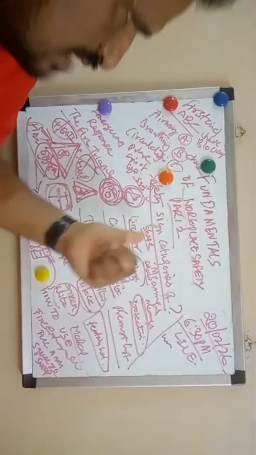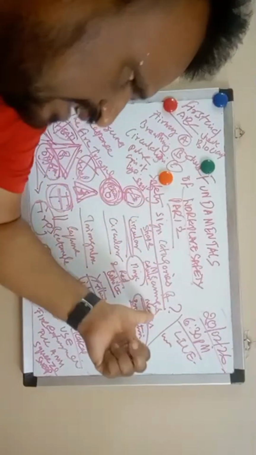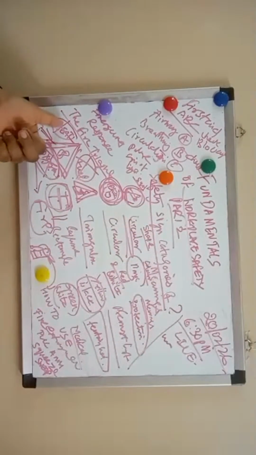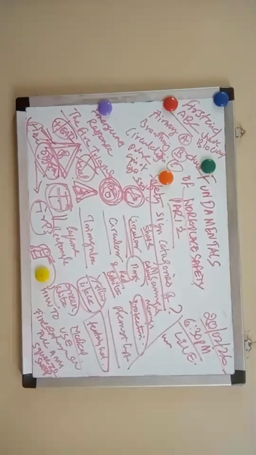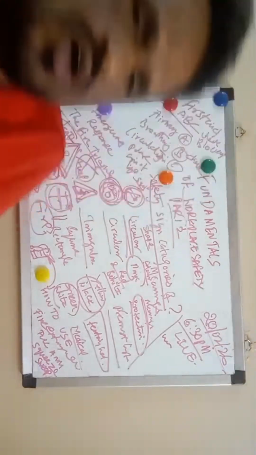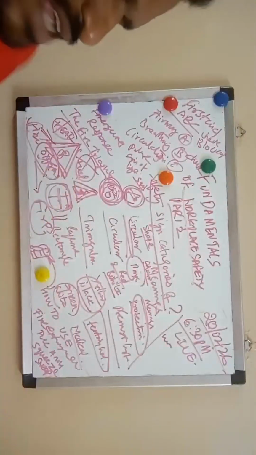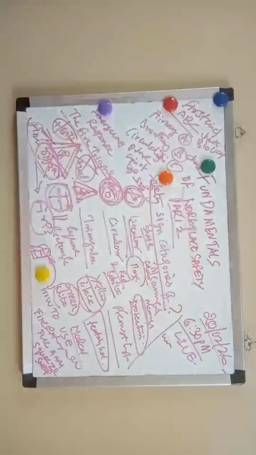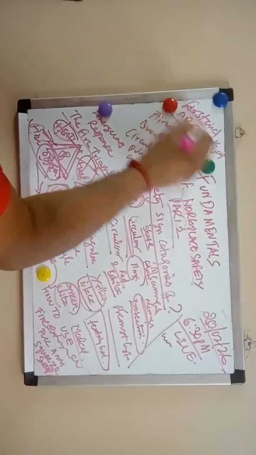So the fundamentals of workplace safety, what we have seen so far are the safety signs and categories, then the fire triangle: fuel, heat and oxygen. Okay, next one is first aid.